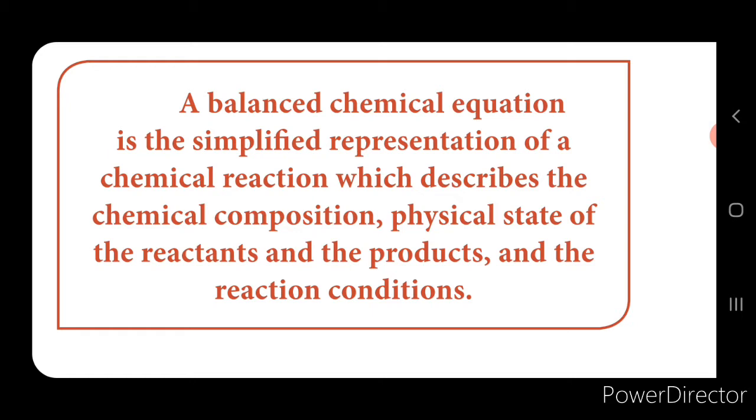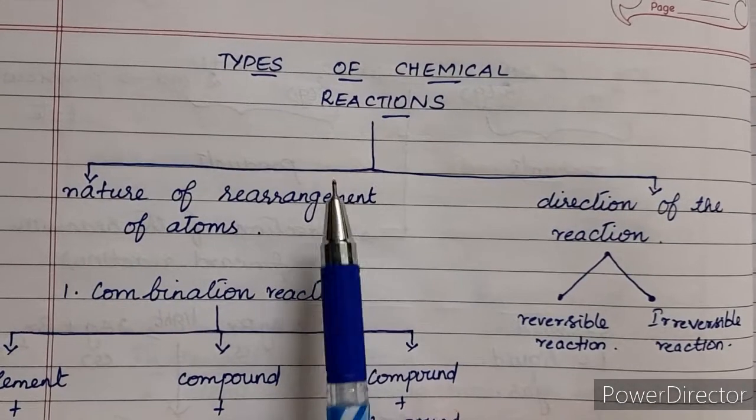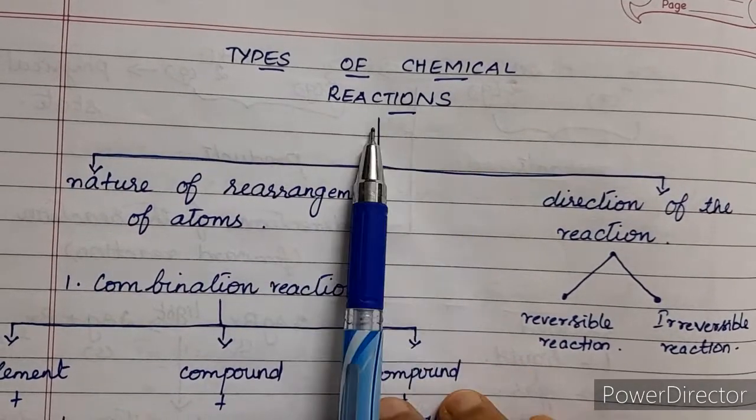And we saw the example of silver bromide, isn't it, that decomposes to silver and bromine in presence of light energy. So a balanced chemical reaction is one in which the chemical reaction is described using chemical composition, that is nothing but the chemical formula. Physical state of the reactants and the products are described, and the reaction condition of the reaction is also mentioned. Now let's see the types of chemical reaction.